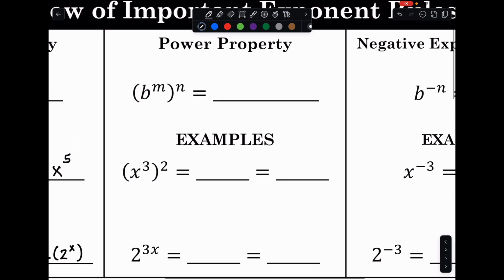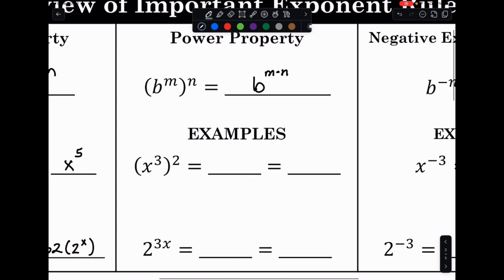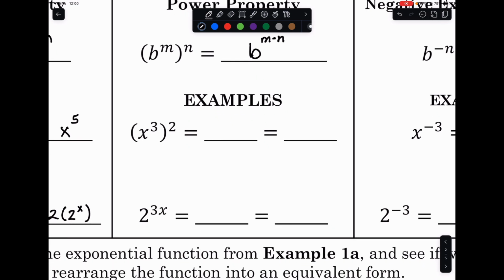Let's now look at the power property. The power property states that if I have a power raised to another power, right here, this gets simplified by multiplying the inner exponent of m with the outer exponent of n. For example, x to the third to the second is equal to x to the third times 2, which is x to the sixth power. Well, let's explain this further. So x to the third to the second means I have an x to the third times an x to the third, 2 of those. So this outer exponent means I have 2 of what's inside the parentheses.